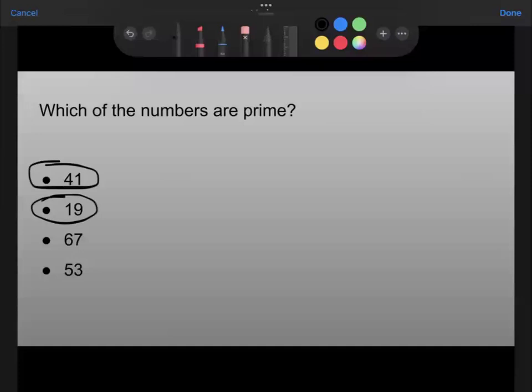67 also seems like another number that I just really can't think of any numbers that multiply to make 67. 66, yes. 68, yes, but not 67. So I'm going to say that that is also prime. And the same with 53. I can think of numbers that could multiply to make 52 or 54, but not 53, just 1 times 53. So from this list, I'm going to say that all of these numbers are prime.